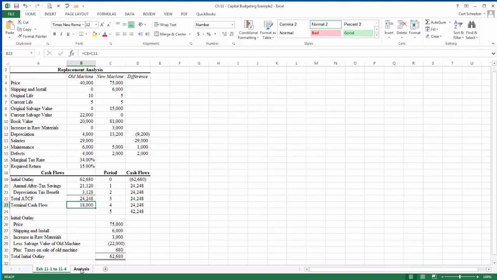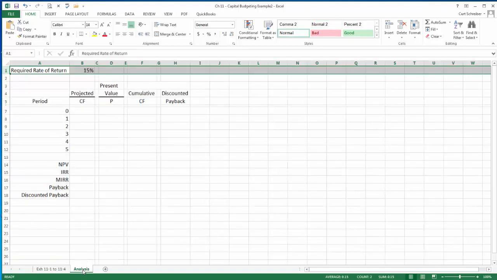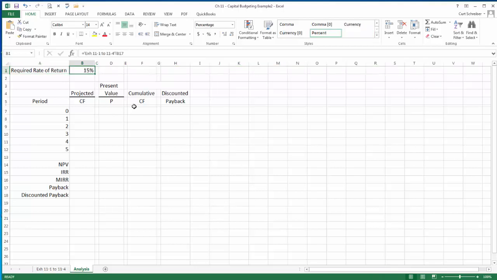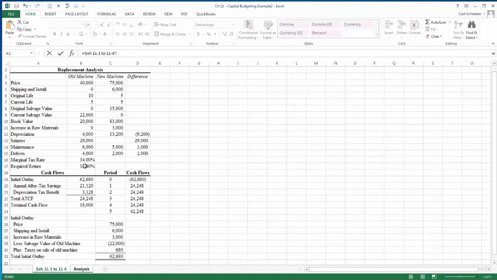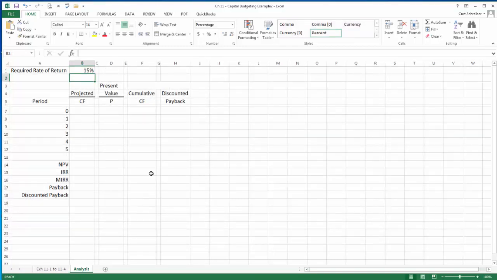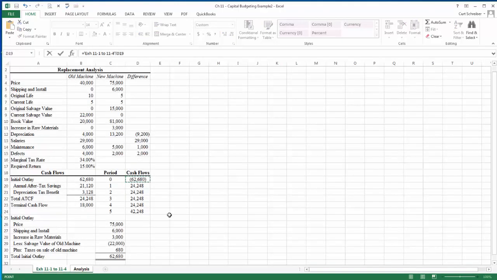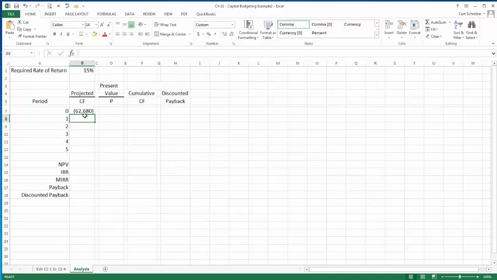Okay, the next thing we want to do, now that we have all of this factored in, is take this to our next tab called the Analysis tab. And notice here that our required rate of return, if we click back to our first tab, is 15%. Because this automatically encompasses the interest rate, we can't double count the interest. Our projected cash flow is going to be equal to, click back to the first tab and click on the negative $62,680.